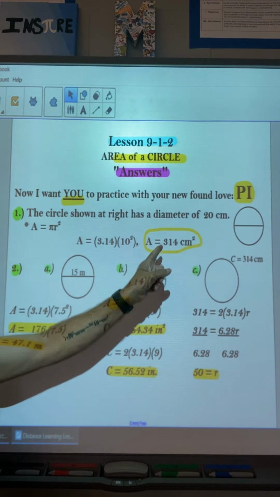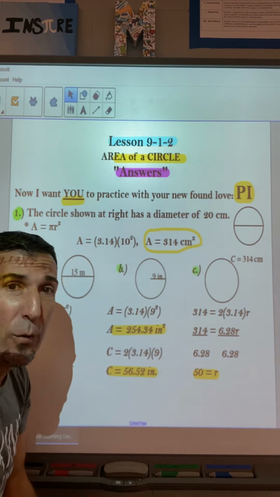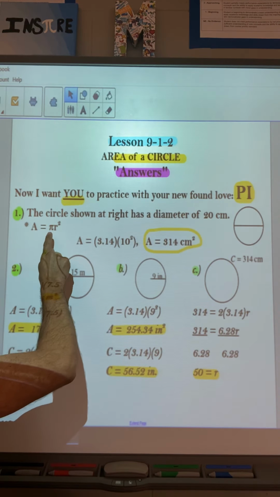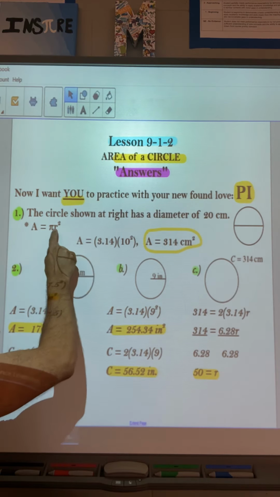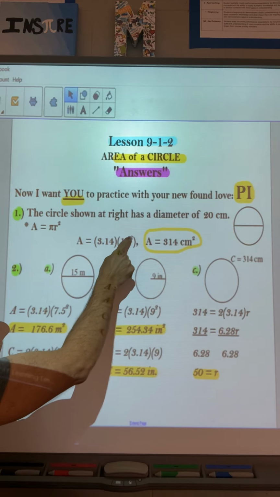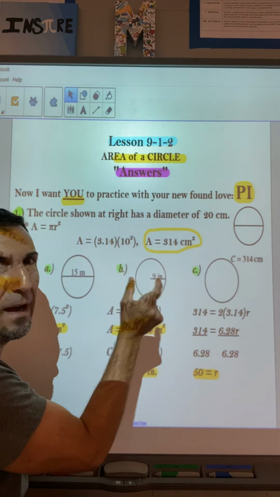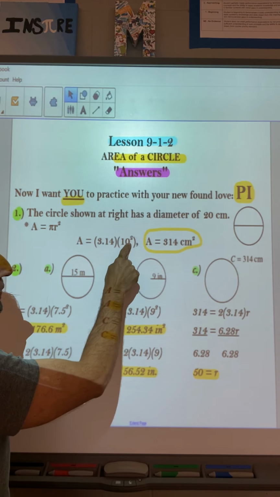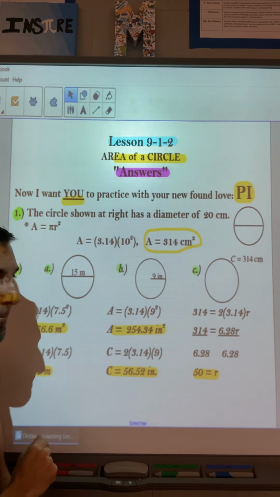Okay, so for the first one, you should have gotten 314 centimeters squared. And if you weren't sure how to do that, all you had to do is, remember, the formula is pi r squared. We plug in 3.14 for pi. You plug in 10, which is the radius, and you square it. So remember, the whole way across is 20. We only want halfway across, the radius. So we want just this little piece. So it was 10 squared, which is 100, times 3.14, that gave us that.